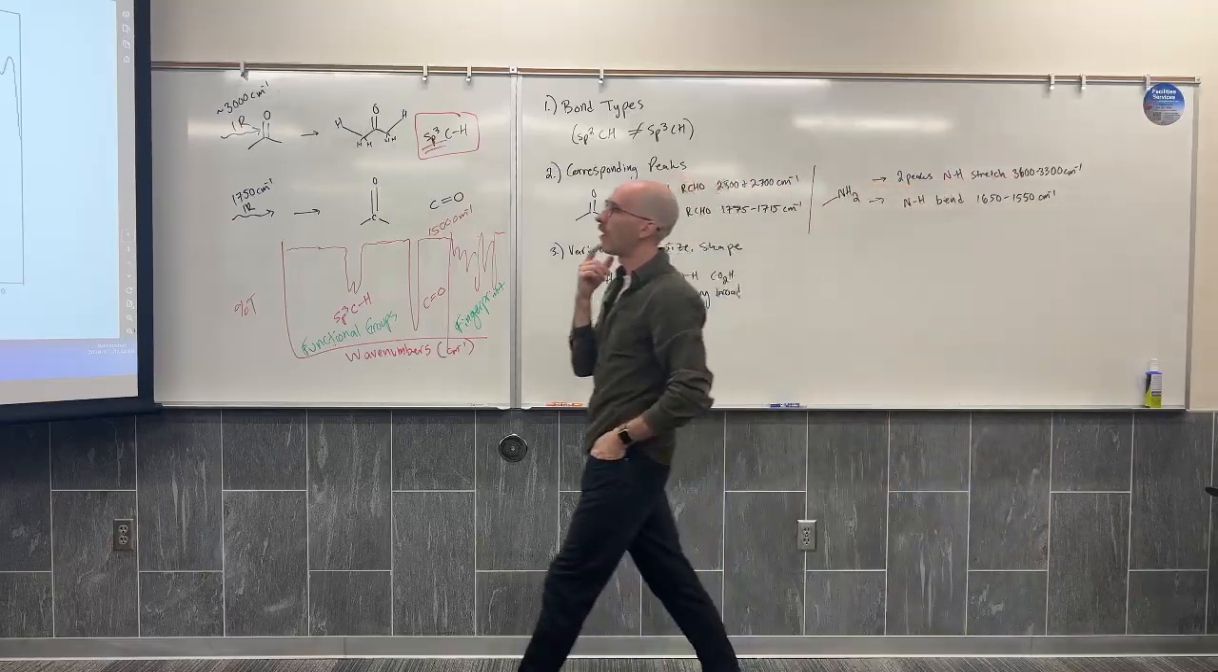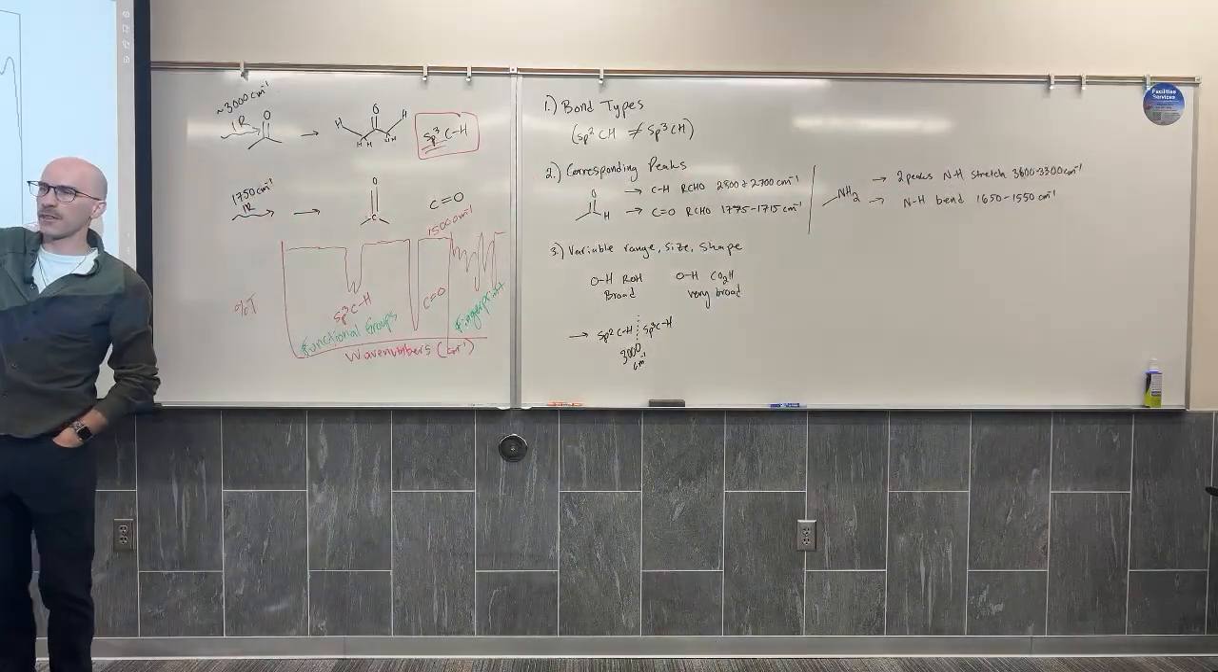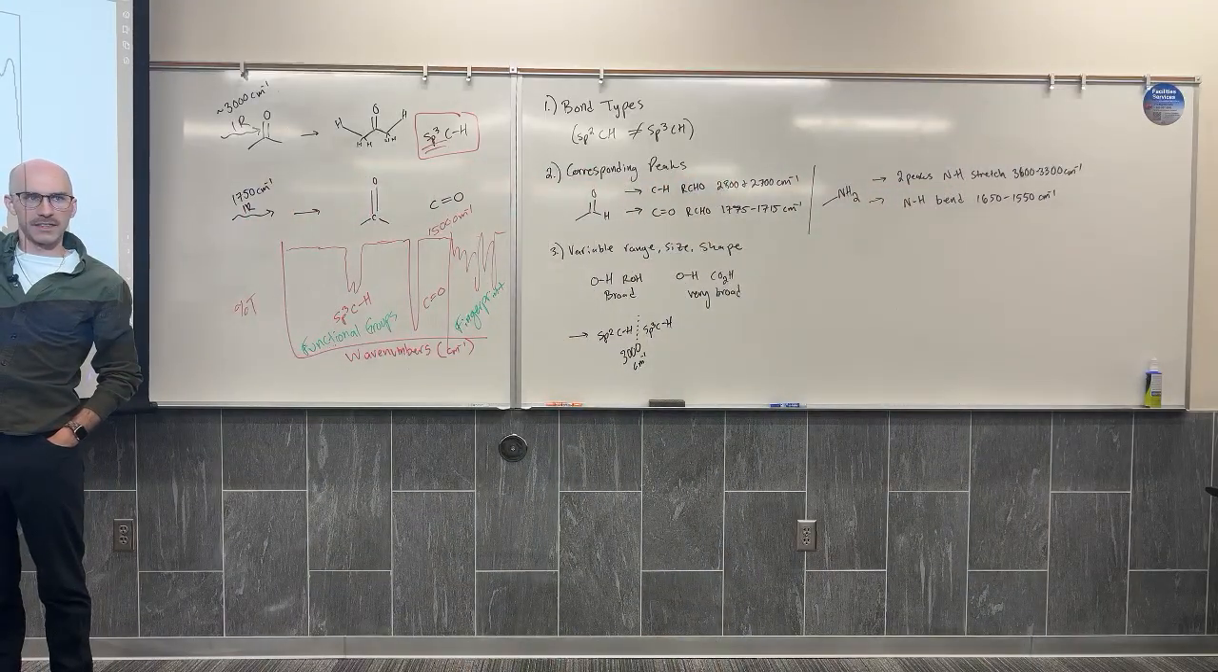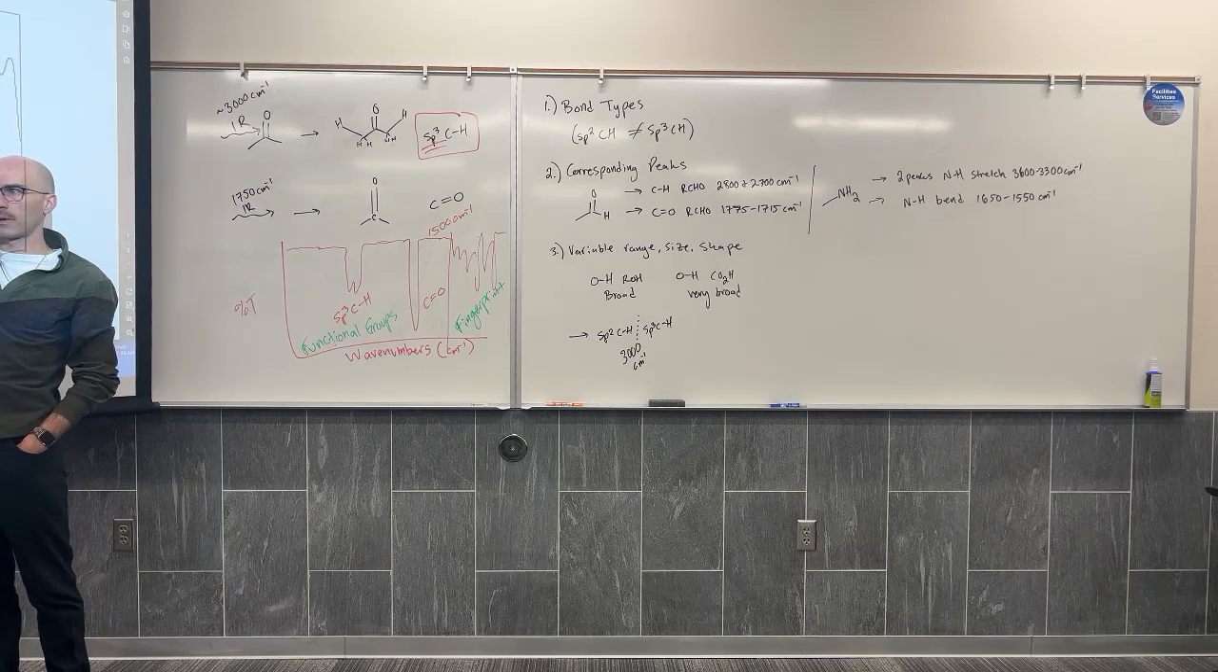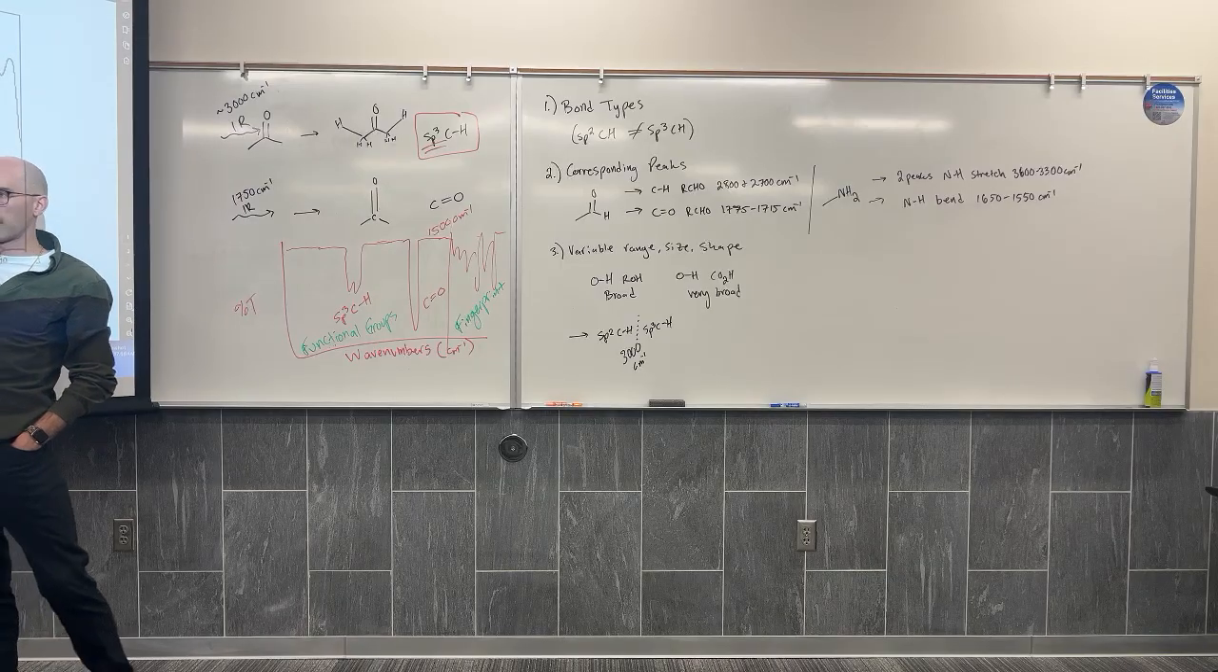Well, if we think there's an alkene or an aromatic ring, there's another corresponding peak that should be present. This would be the CC double bond of the aromatic ring. But what other bond type corresponds to the alkene or the aromatic ring?